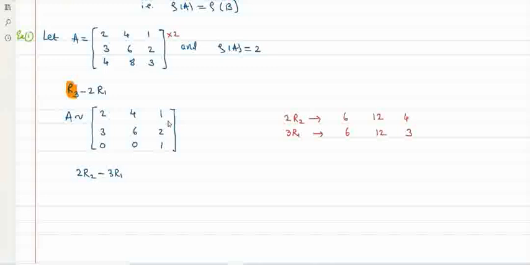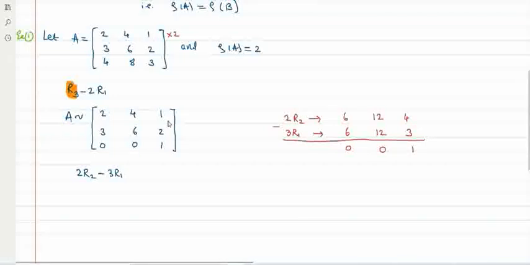3 1s are 3. Okay. And their subtraction, that is the resultant element. 6 minus 6, 12 minus 12, 4 minus 3. So the resultant row is given by. That means you are changing here second row only. Okay, change for the second row.